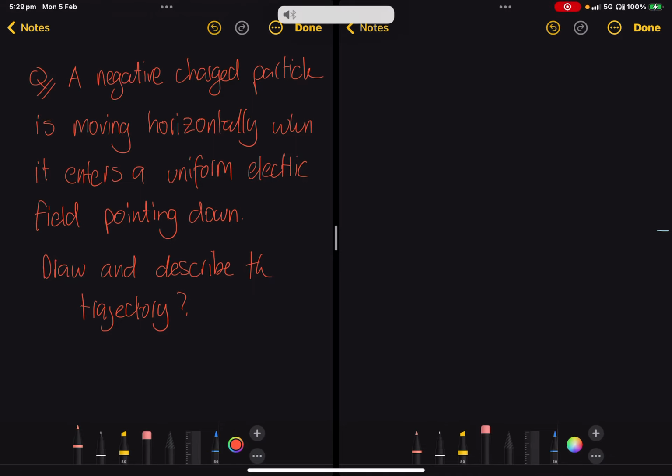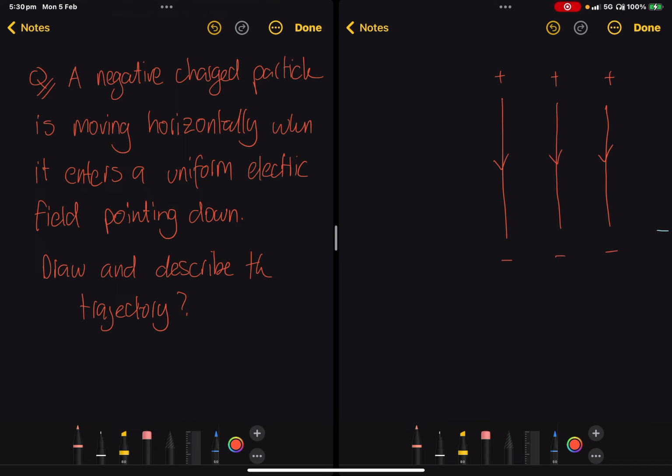Okay, so we're going to have a look at another question from the topic of electromagnetism. We're told a negatively charged particle is moving horizontally when it enters a uniform electric field pointing down. So we first want to draw the field. So let's draw just some field lines. And we're told the field is going down. Now, the upper part of the field is therefore positive, and the lower part is therefore negative.